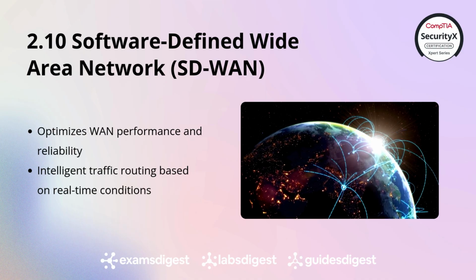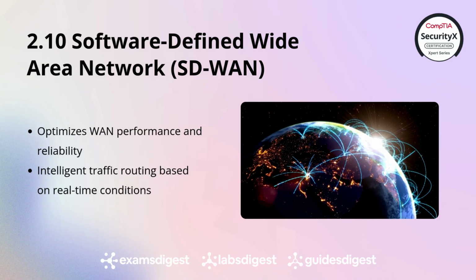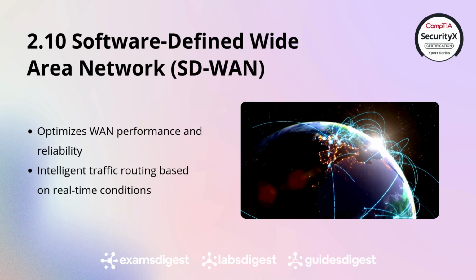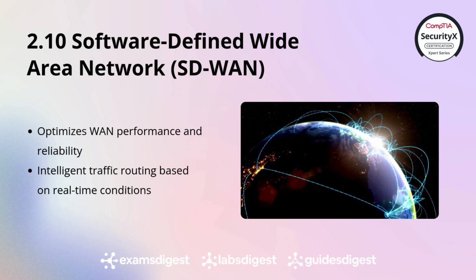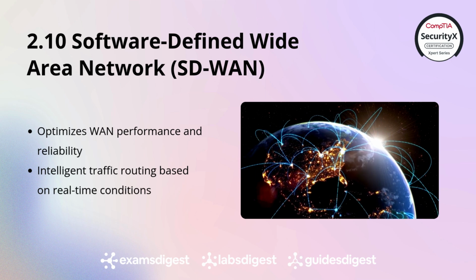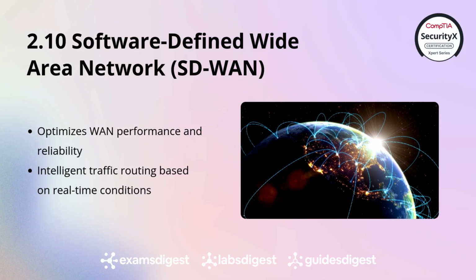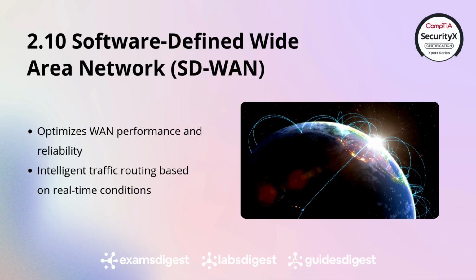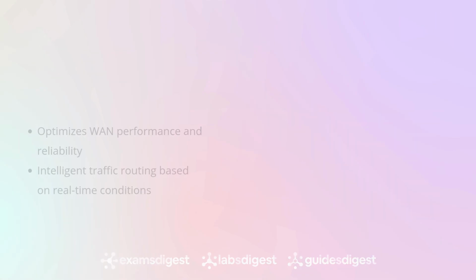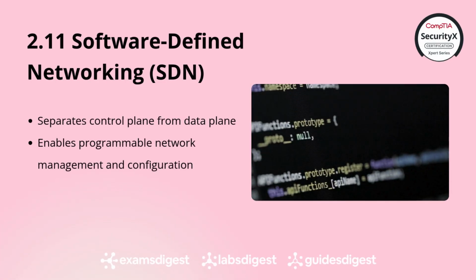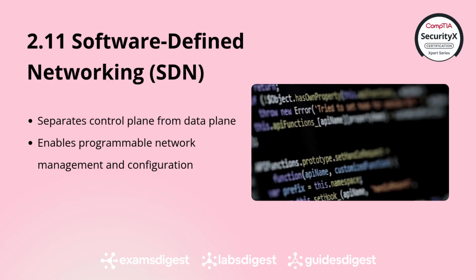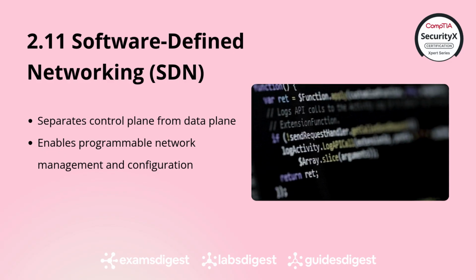SD-WAN optimizes the performance and reliability of WAN connections by intelligently routing traffic based on real-time conditions and business policies. This flexibility allows organizations to prioritize critical applications and ensure that security controls are consistently applied across all network segments, regardless of their location. Lastly, software-defined networking offers enhanced control and visibility over the entire network infrastructure.